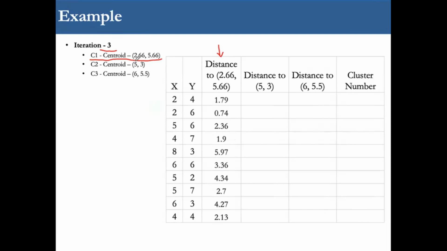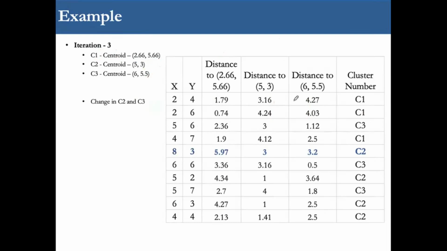We need to recalculate for the second cluster as well as the third cluster. Why? Because these two center points have been changed in the previous iteration. So we need to find out for these two columns alone, and then we need to compare which is the best, and we need to find out the cluster number. Here again we have found the values, and then we will be writing the cluster numbers here. When we write the cluster number, initially this data point was with C3 and now it is with C2. So there is a change from C3 to C2.